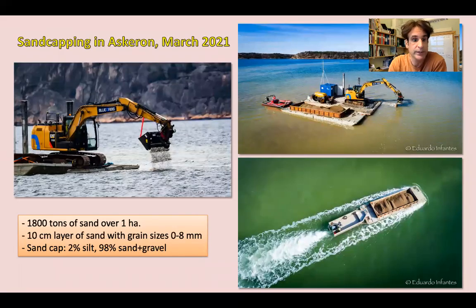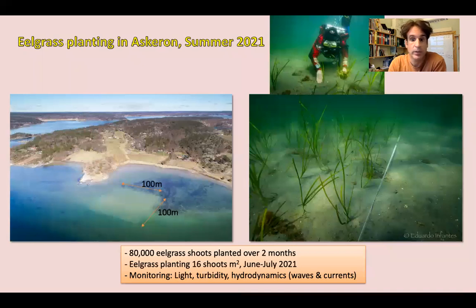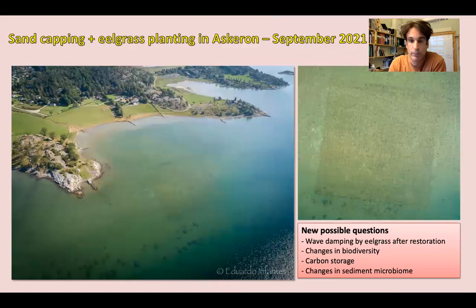In March of this year, around 2,000 tons of sand were spread over 1 hectare, in a 10 centimeter layer. These are the machines and the large works that were done to place the sand on site. Later, in summer, between June and July, 80,000 shoots of eelgrass were planted over 2 months, as you can see in this 100 by 100 meter plot. In addition, we are monitoring the light, the turbidity, and hydrodynamics after this plantation. And this is how it looks now.